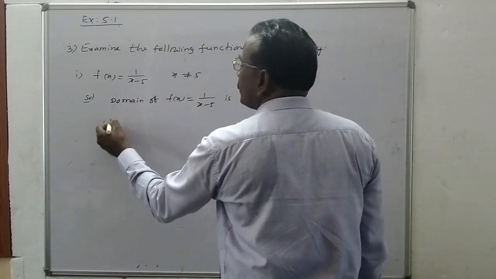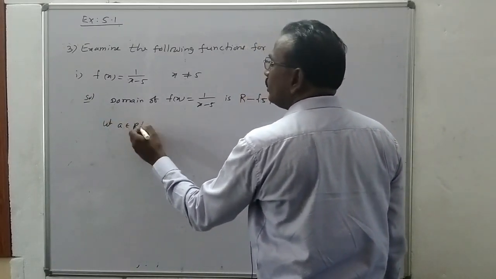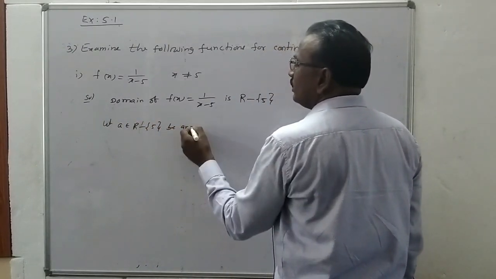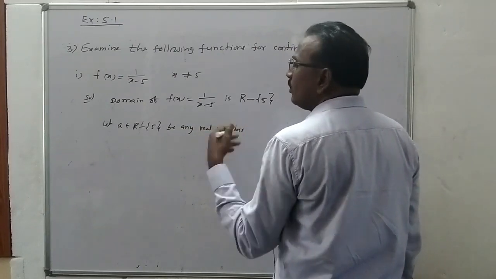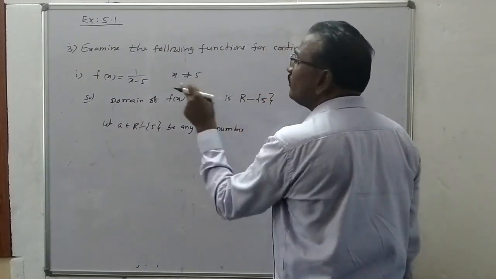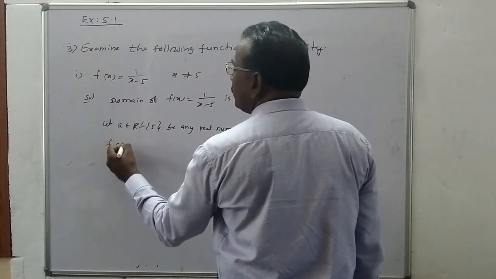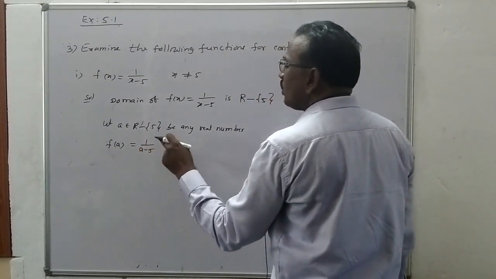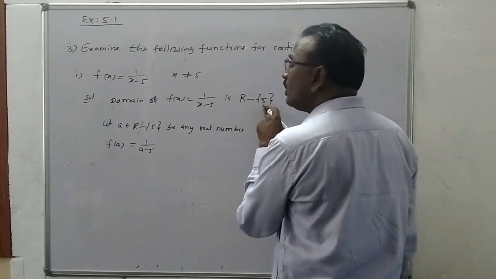Let a belongs to R minus 5 be any real number, arbitrary, take any. So take a as any real number in the domain of the given function f of x. F of a is equal to 1 by a minus 5. Here a minus 5 is not equal to 0 because here the a value is not 5.